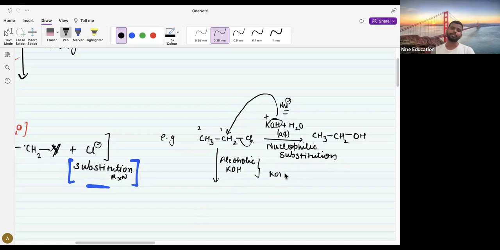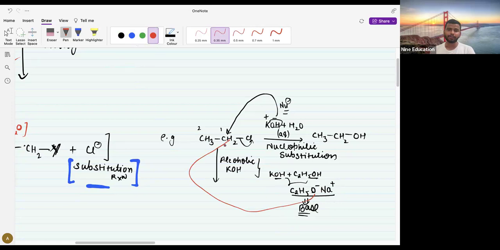They have given KOH and they have given one alcohol, let's say C2H5OH, ethanol. So what do these two make when they react? This is a base, this will act as an acid, and here they make a salt. So this salt will act as a base, C2H5O minus. This C2H5O minus will go and take the hydrogen of this.